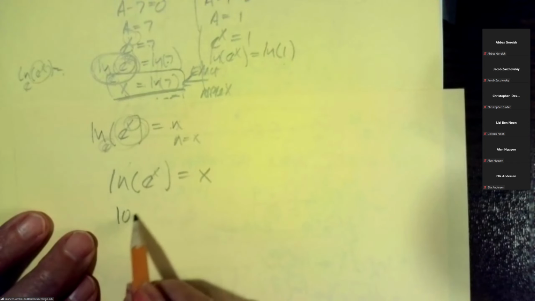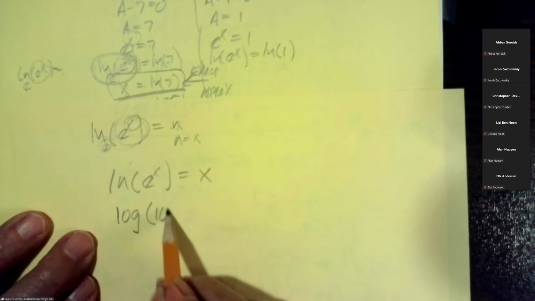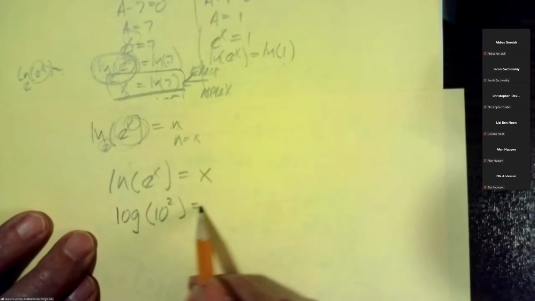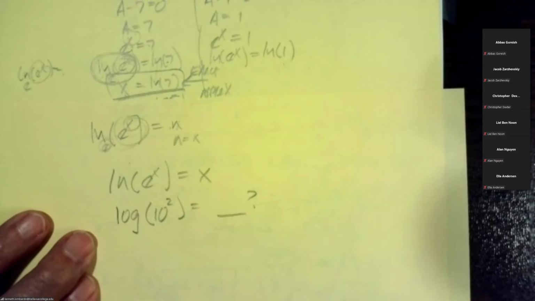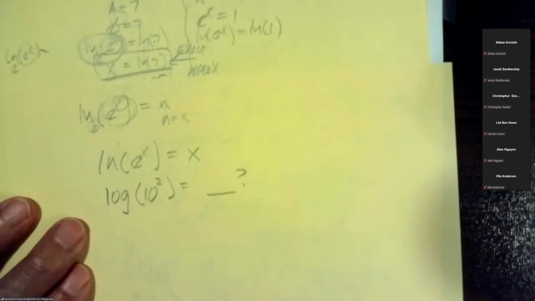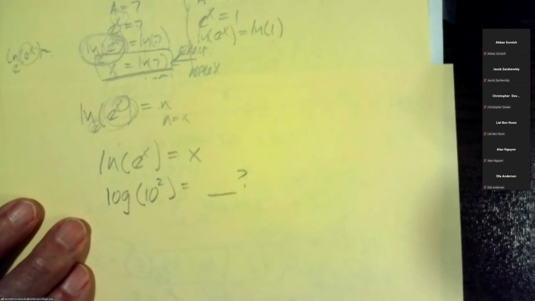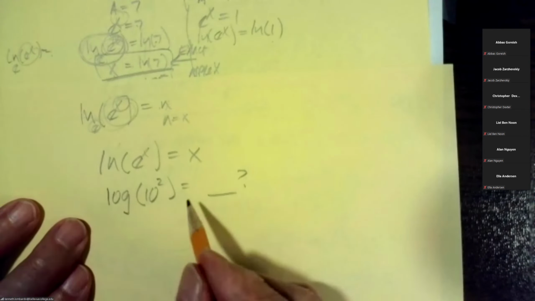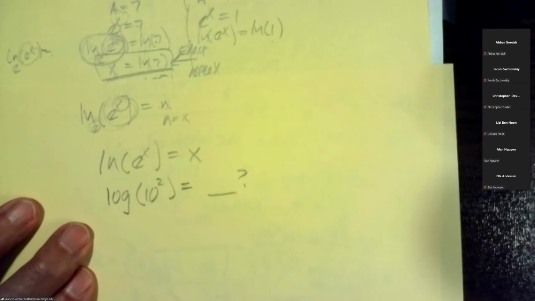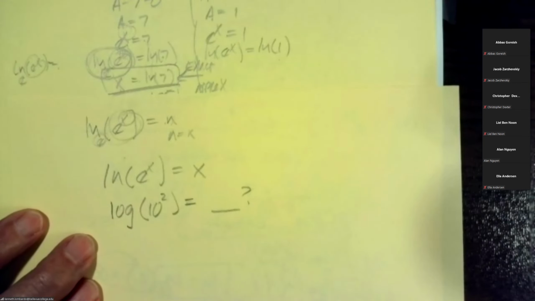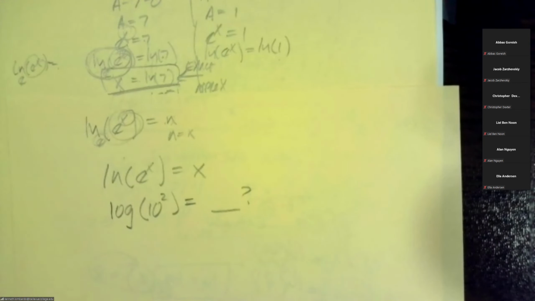Okay, the log of 10 to the 2 equals what? Sorry, I'm still trying to understand at the same time. No problem. We need a new volunteer to help us out. Can I answer? You may answer. That would be 2. And how do we know that?